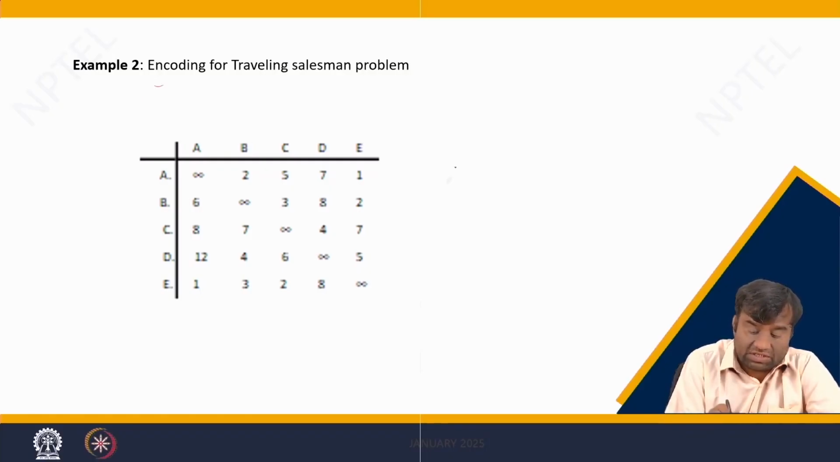So there is a list of cities like A, B, C, D. From A to A is not required. So A to B cost is 2, A to C is 5, A to D is 7, A to E is 1. Similarly, B to A is 6, B to B is not required, B to C is 3.